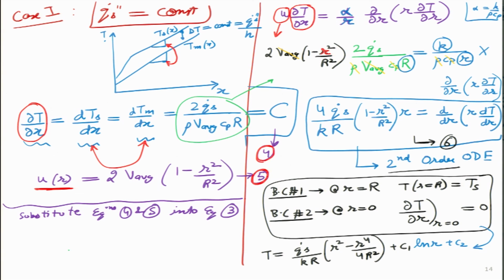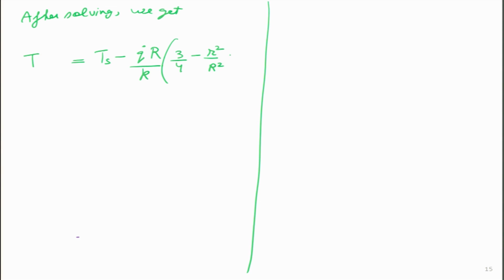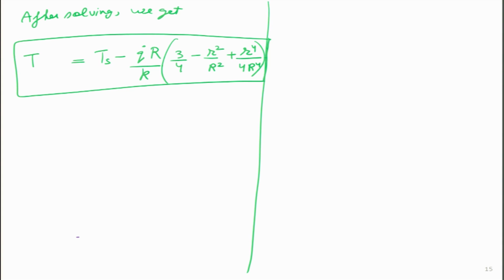Okay. So let's go to the next slide over here. We can write after solving, we get the final solution as temperature of the fluid is equal to Ts minus Q dot R divided by k bracket start 3 by 4 minus r square by capital R square plus r to the power 4 divided by 4 R to the power 4. It's a long expression over here, but look, with all this long effort, we have been able to figure out what we wanted to do. We have achieved the final solution.